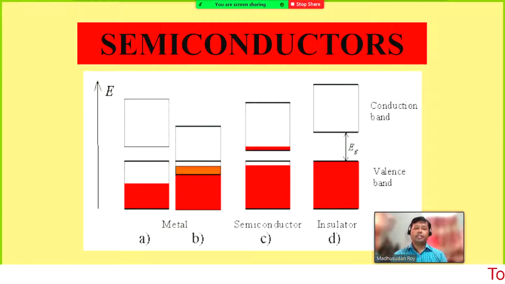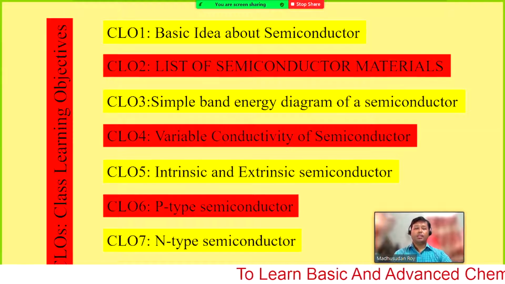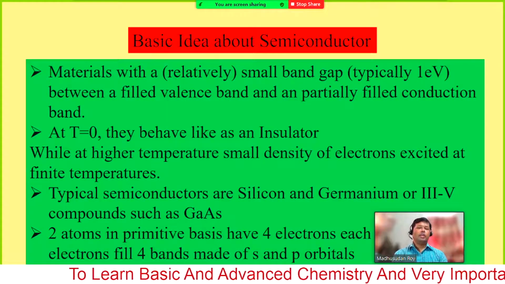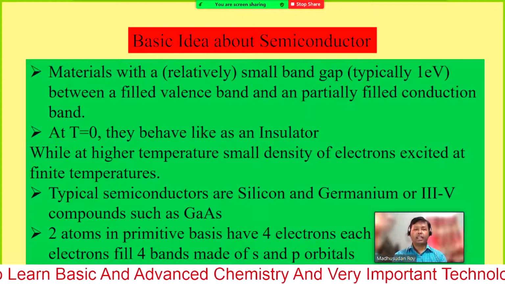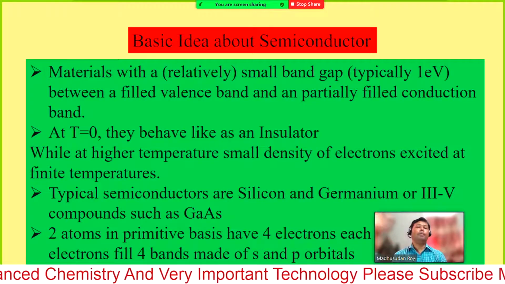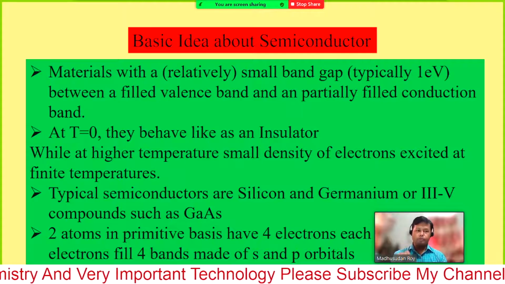So this is the simple band energy diagram, but I didn't want to show or discuss it here. In the later part I will show another diagram. However, the basic idea, as I have mentioned, is that the semiconductor has a band gap. To make you understand the band gap, I have mentioned all the band gaps here.